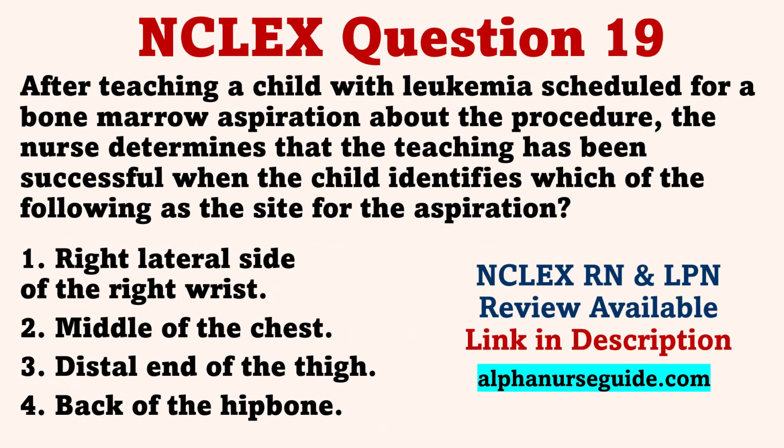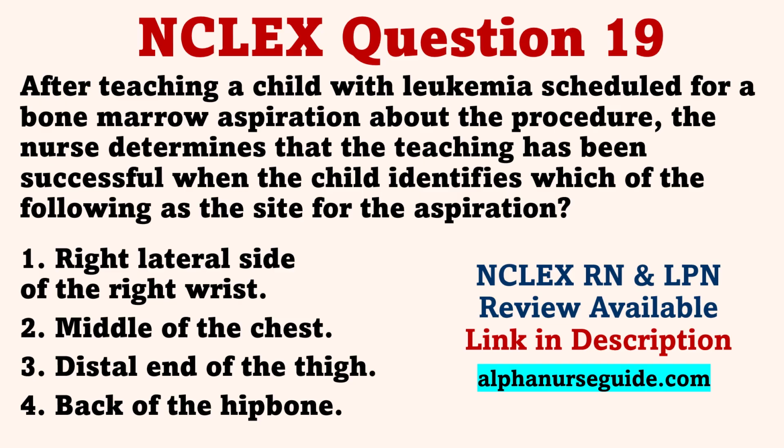After teaching a child with leukemia scheduled for a bone marrow aspiration about the procedure, the nurse determines that the teaching has been successful when the child identifies which of the following as the site for the aspiration. 1. Right lateral side of the right wrist. 2. Middle of the chest. 3. Distal end of the thigh. 4. Back of the hip bone.